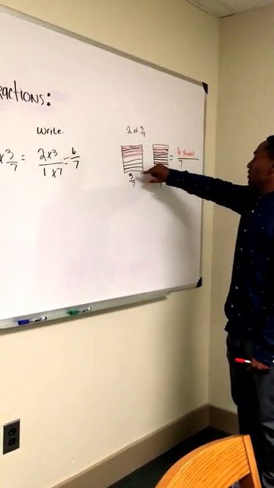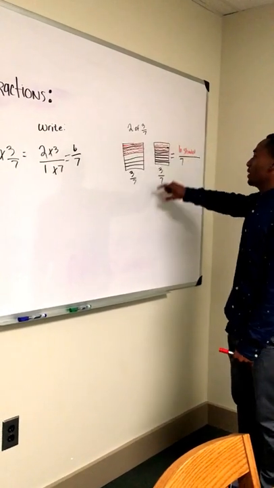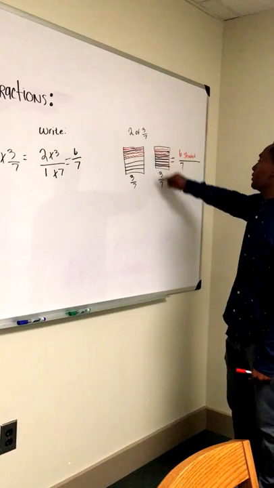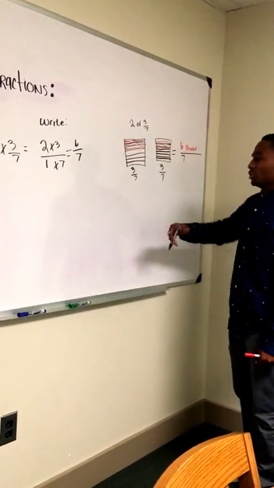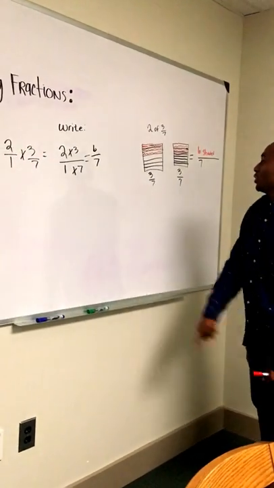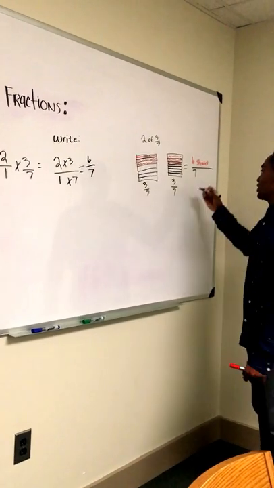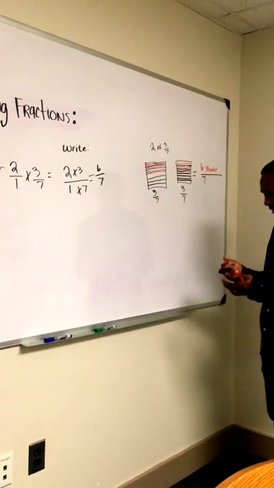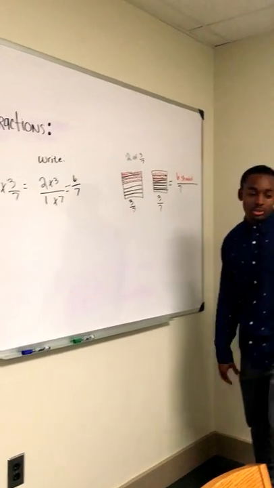You have 3 sevenths, and you have 3 shaded. And these are 3 sevenths, 2 of 3 sevenths. And you just count 1, 2, 3, 4, 5, 6. You have 6 shaded. Since you're multiplying by 1, your denominator is just 7. So you keep your 7, you just bring it down. And so that's how it'll look on the picture, a visual concept of the ordeal.